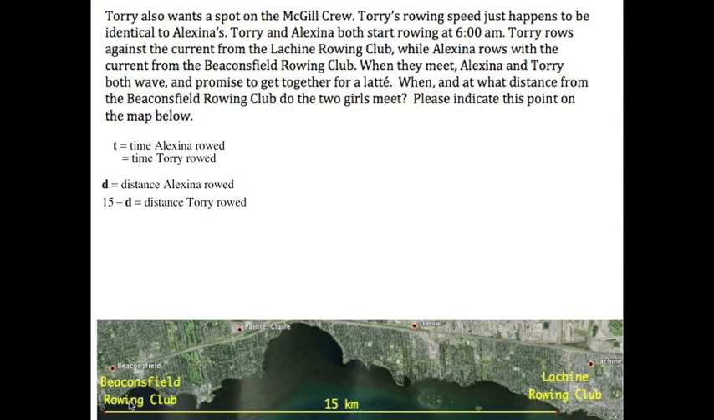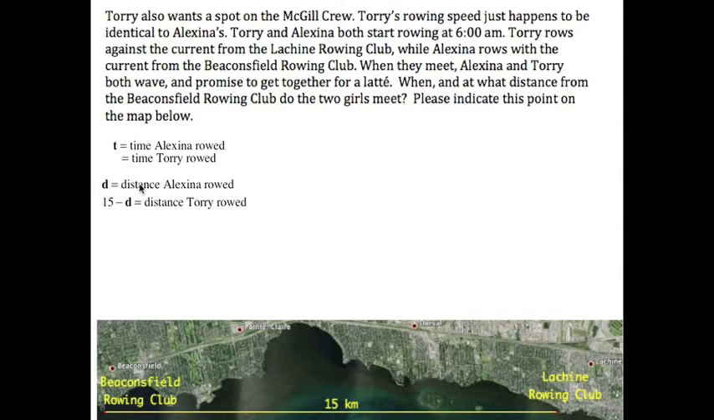Okay, so let's say one of them rowed 11 kilometers, and that would mean that the other person rowed 4 kilometers. Does that make sense? Okay, that doesn't look like 11 kilometers. If one person rowed, I don't know, 8 kilometers and the other person rowed 7, does that make sense? Because altogether, no matter where they meet here, if the first person rowed only 2 kilometers, the other person, to meet her, would have had to have rowed the rest of it, the 13 kilometers.